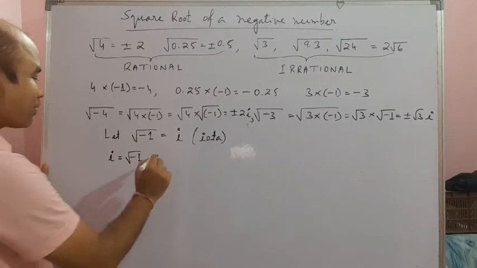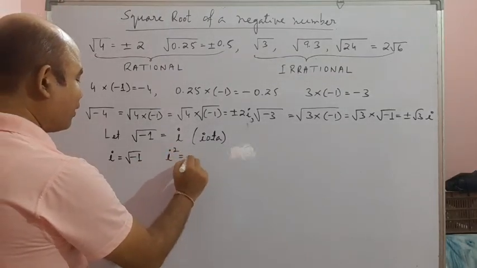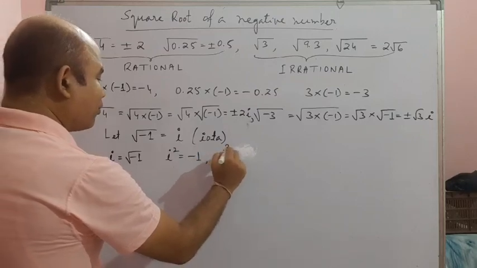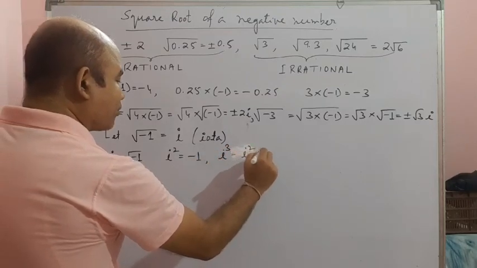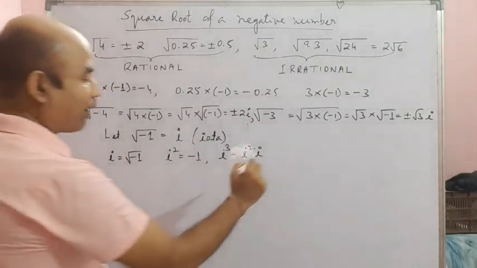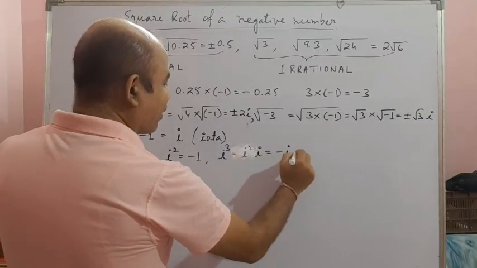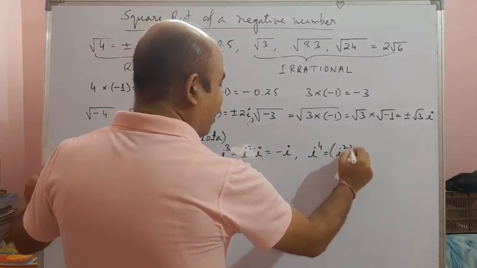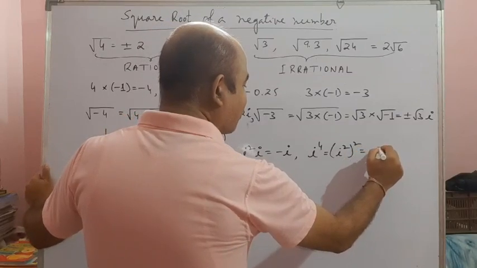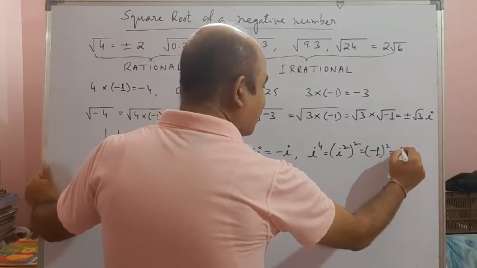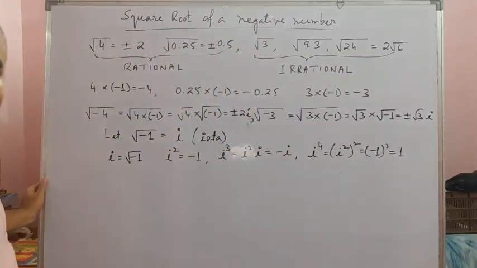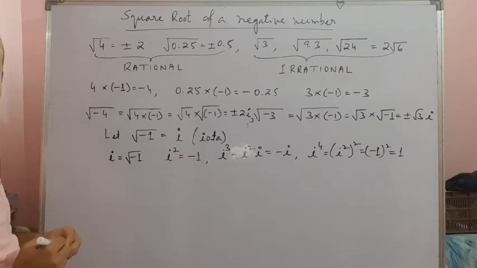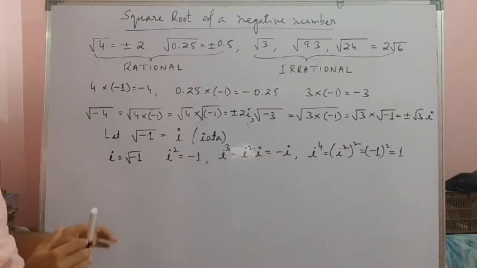If i is square root of -1, then what will be square of i? It will be -1. What will be cube of i? It is square of i into i. Square of i is -1, and when you multiply -1 with i, it will be -i. What is i to the power 4? It is square of i squared. Square of i is -1, so square of -1 means it is +1. Okay, so i is square root of -1, i square is -1, i cube is -i, and i to the power 4 is +1. Okay, clear up to this step?